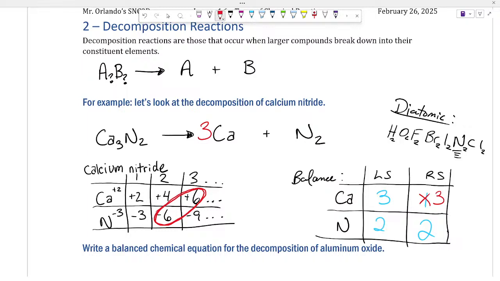Does that make sense? By the way, if we were to do this as a synthesis reaction, it would be the exact same, but just like Flourish said, the only difference is these would be the reactants, and that would be the product. Okay. Does that make sense?